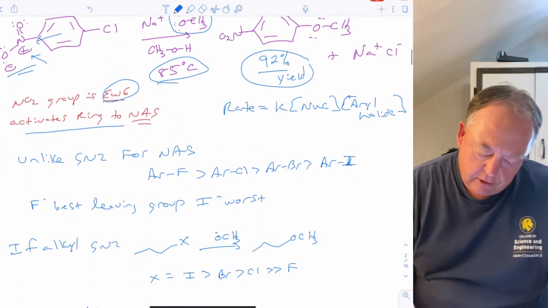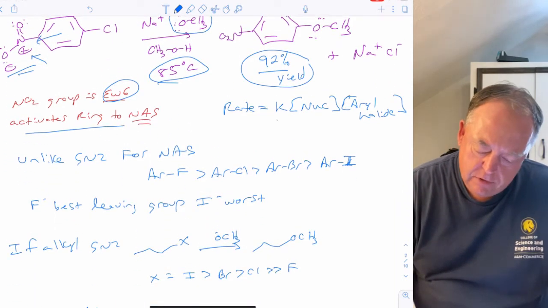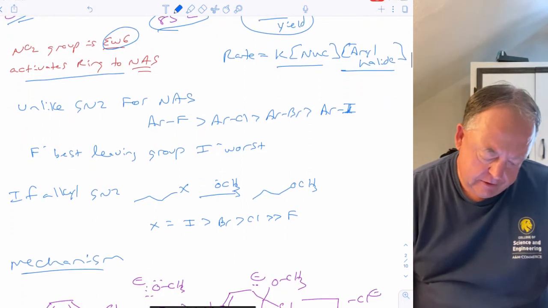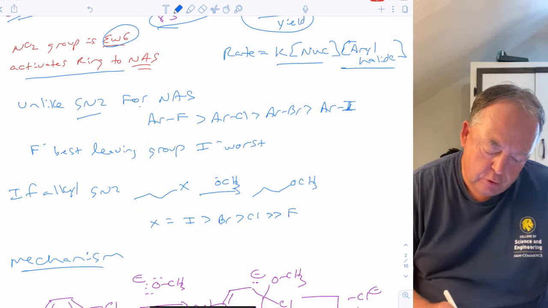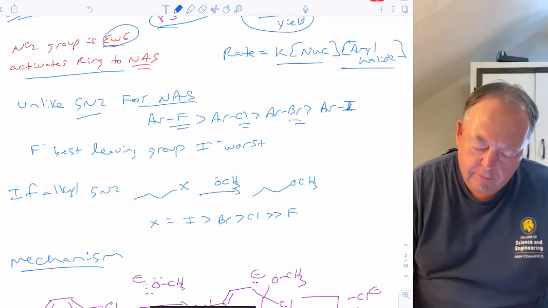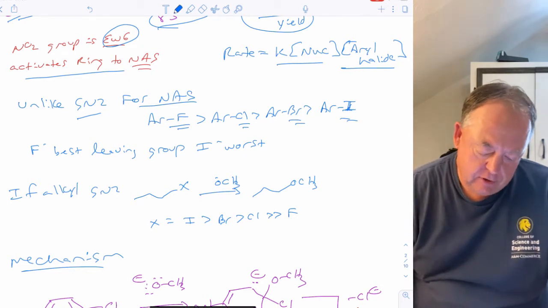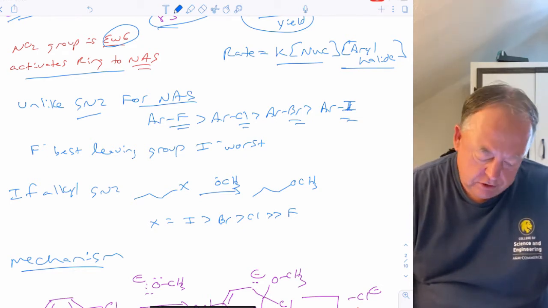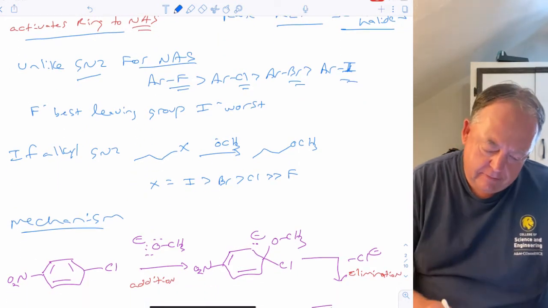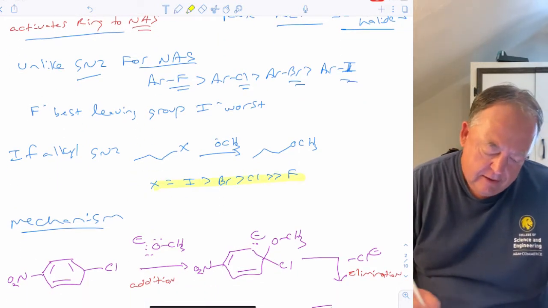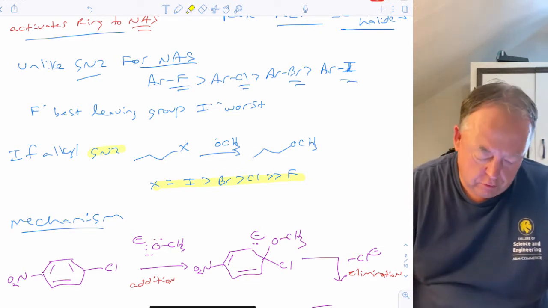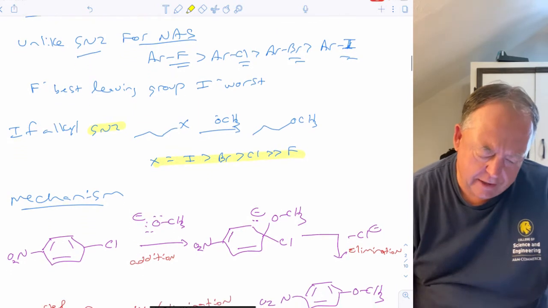So some of the characteristics of this reaction: the rate depends on both the nucleophile and the alkyl halide. And unlike SN2, for nucleophilic aromatic substitutions the best leaving group is fluorine, and then chlorine, and then bromine, and iodine. So fluorine's the best leaving group and iodine's the worst. But for SN2, that's exactly opposite, where iodine's the best nucleophile, and then bromine, then chlorine, and fluorine's an absolutely horrible nucleophile. So we'll explain why the difference in just a minute.